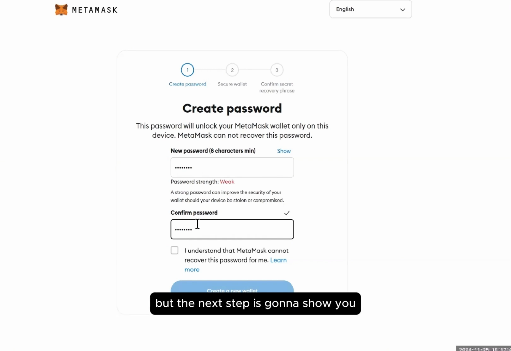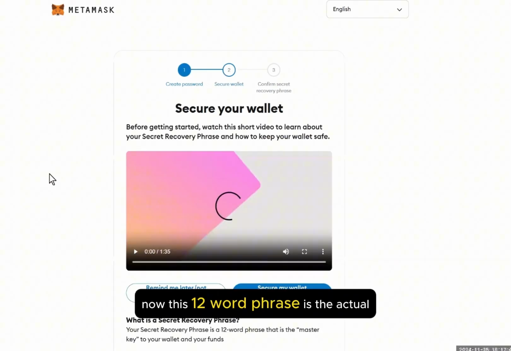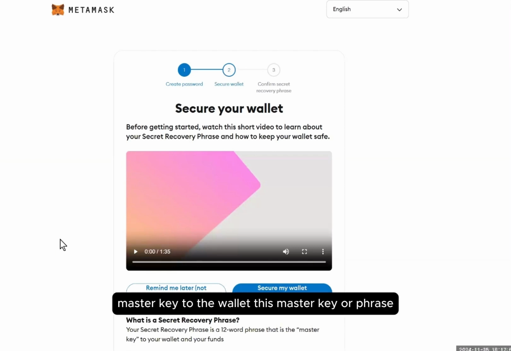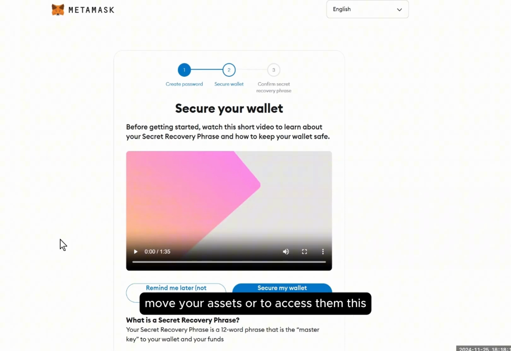But the next step is going to show you how to set up a 12-word phrase. Now, this 12-word phrase is the actual master key to the wallet. This master key or phrase is the only way you would be able to get back into the wallet. If you were to lose your computer, if you were to lose your phone, if you were to lose all your devices that you might have had it logged in on and you needed to get back into it to move your assets or to access them, this master phrase is the end all be all.